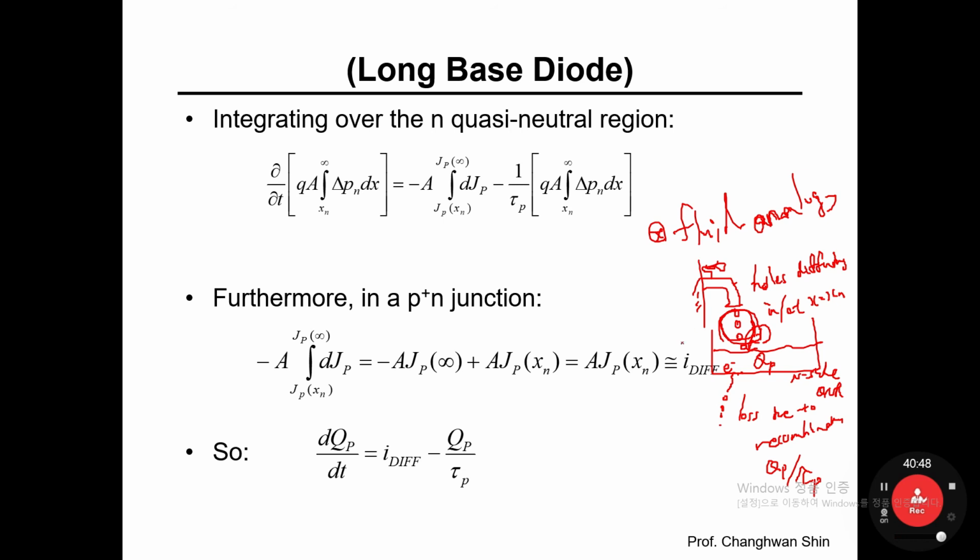This diffusion current can be denoted as I diffusion, which corresponds to the cross-sectional area A times J sub P, the hole current density, at x of xn, the initial injected value of holes. Under forward bias, a certain amount of holes should be injected into the n side. That amount can be described as J sub P at x of xn.